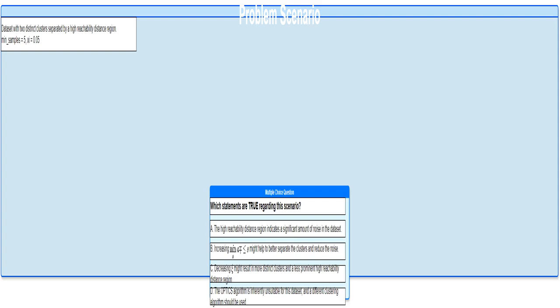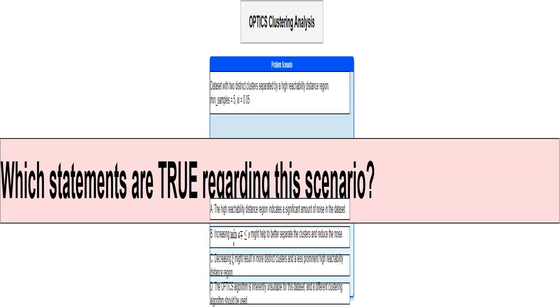There's a noticeable gap between them filled with points having high reachability distances. Think of it like two islands with a wide, deep ocean between them. This question tests your understanding of OPTICS clustering and its parameter tuning. You need to choose the statements which correctly interpret the reachability distance plot and the impact of OPTICS parameters.